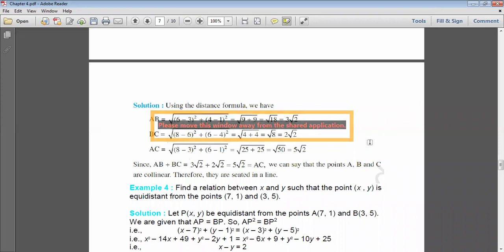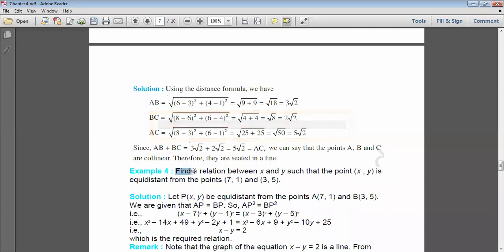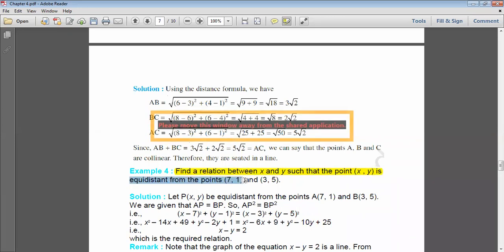Okay, so now we are going to deal with another type of question. You have to find a relation between x and y such that the points x comma y are equidistant from the points 7, 1 and 3, 5. What is the peculiarity? The point xy, an arbitrary point xy, is equidistant from two distinct points. Let us see how we can do that.